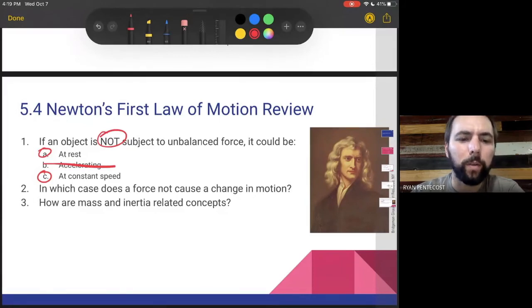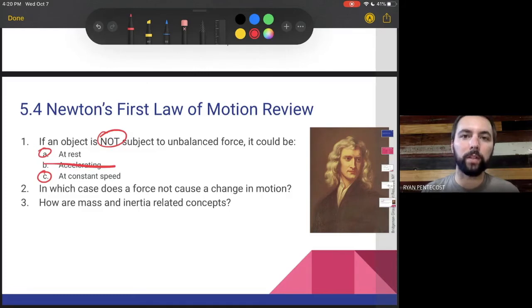So real quick, let's talk about what an unbalanced force is. In which case does a force not cause a change in motion? This is when forces are balanced. But for a force to cause a change in motion, there must be this unbalanced force. Now, on Earth, we often have balanced forces.